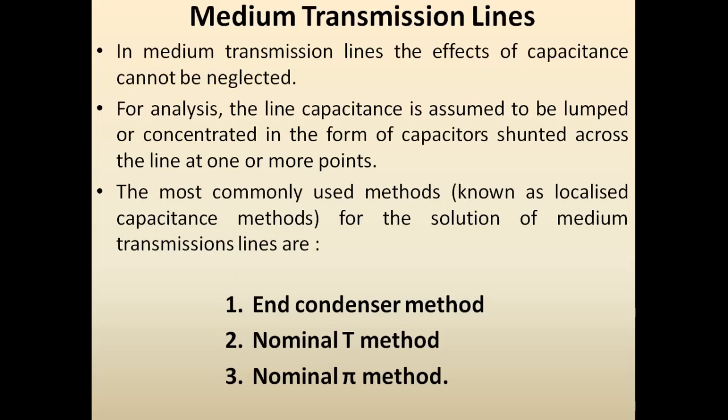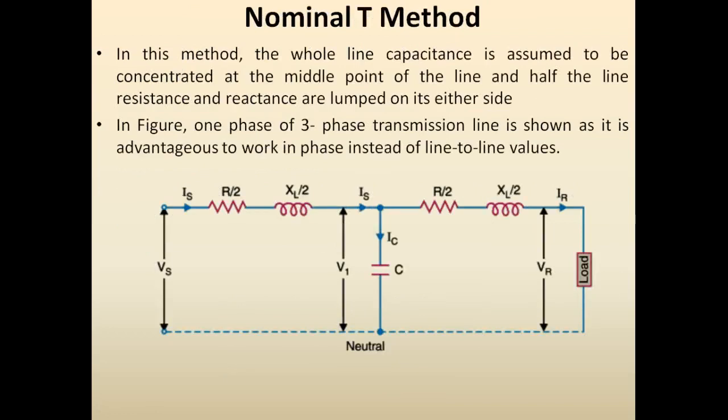For analysis purposes, we will consider that the capacitance of the transmission line is concentrated, and they are considered as capacitors shunted across the transmission line at one or more points. Generally, three methods are used for the analysis of medium transmission lines. They are the end-condenser method, Nominal T method, and Nominal Pi method. You have to study these two methods in detail, that is, Nominal T method and Nominal Pi method. We will begin with the Nominal T method.